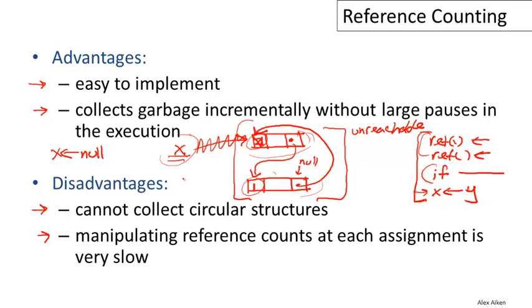The other possibility is to back reference counting by some other garbage collection technique that can collect cycles. And so in some reference counted systems, most of the garbage collection is done by reference counting, but every now and again, once in a very great while, you might run a mark and sweep collector to go through and clean out any circular but unreachable data structures.